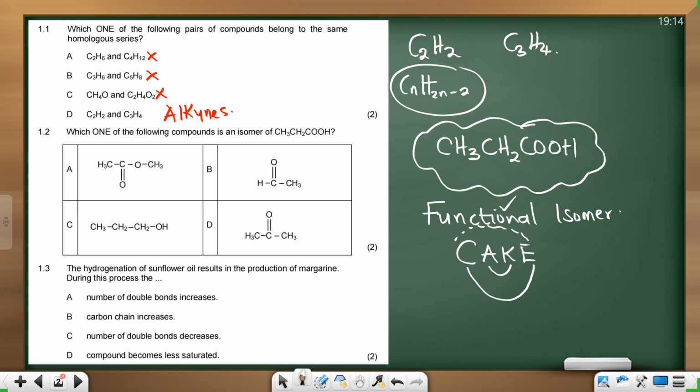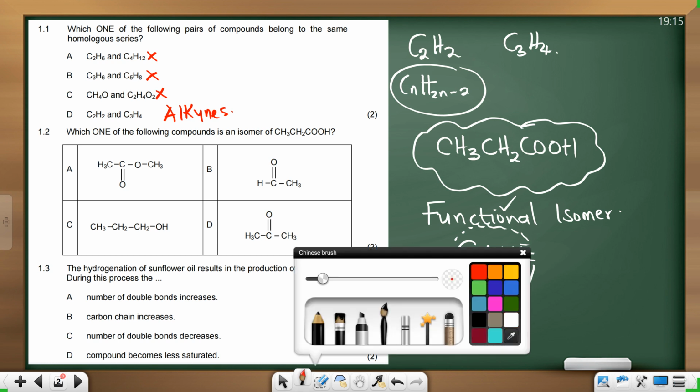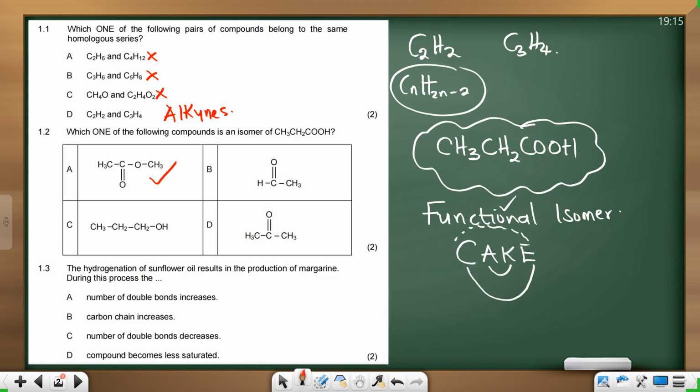Carboxylic acid would go with esters. Aldehydes would go with ketones. But let's see. Could it be? Maybe they actually want a positional isomer. We don't know, but let's check. I see Nonkuleko says A. Let's count. There are 3 carbon atoms. Okay, Nonkuleko might be right. Oh, no. Yeah, so we're talking about an ester. She's actually correct. That's an ester there. All right, so this is a carboxylic acid.